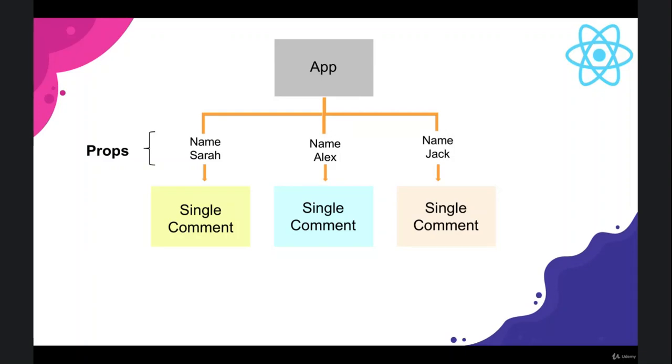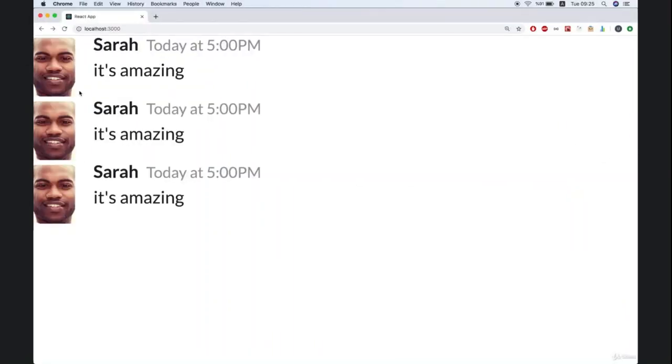Our app component is going to show instances of the single comment. And when the app shows these components at the same time, it's going to pass in a little bit of configuration to each of those different components. This little configuration is what we would refer to as props. And these props are going to tell the single comment to show a name of an author of whatever, Alex or Sarah or Jack. We can also use the same prop system to customize the time, content, and picture that each single comment is showing.